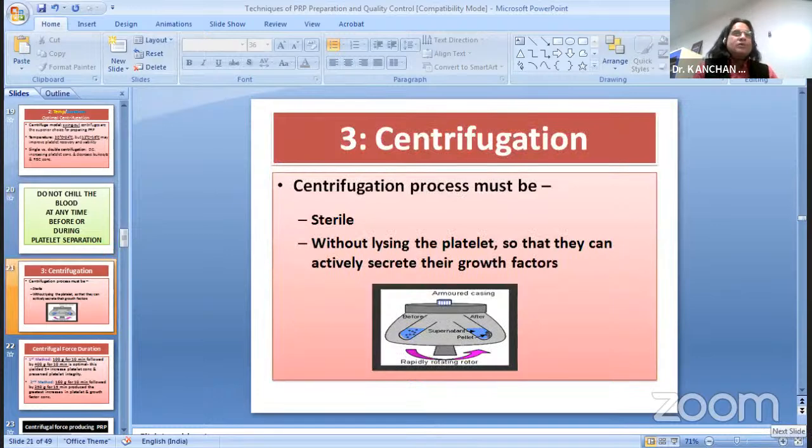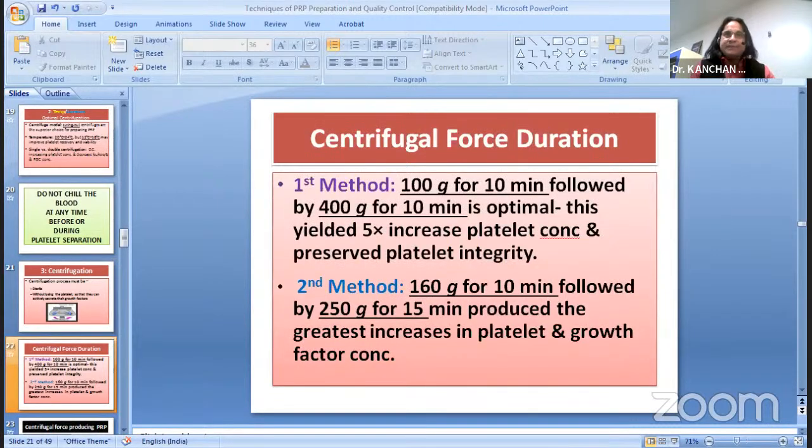The centrifugation process is very important, and since this PRP is going to be injected into the human body, it must be done in a GLP laboratory. It must be sterile and without clotting the platelets, so that they can actively secrete the maximum growth factors. Don't use the maximum centrifugation speed. You have to standardize in the laboratory what the good speed for centrifugation is, and what in my laboratory I standardized and found.